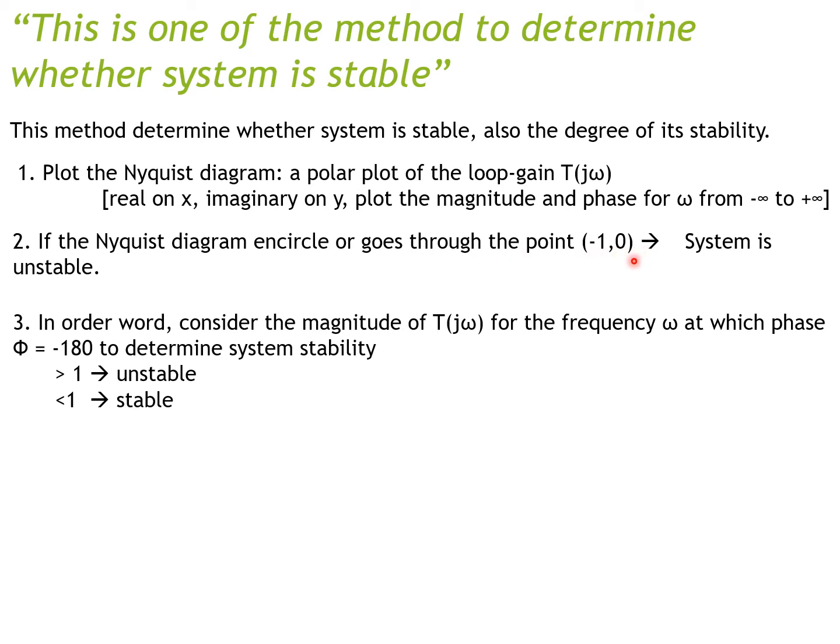If it does, then the system is unstable. Mathematically, you can evaluate by considering the magnitude of the loop gain at the frequency omega, or f, of your choice, the frequency at which the phase equals negative 180 degrees, so that you can determine the stability. If the magnitude of the loop gain is larger than 1, the system is unstable. If it's less than 1, it's stable.